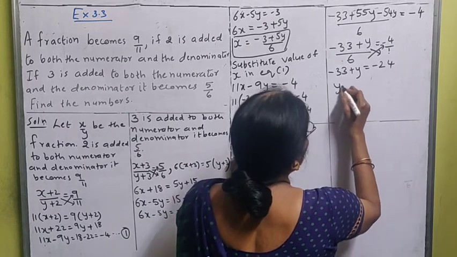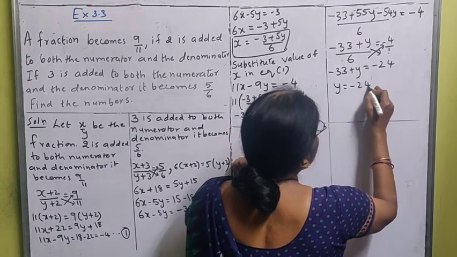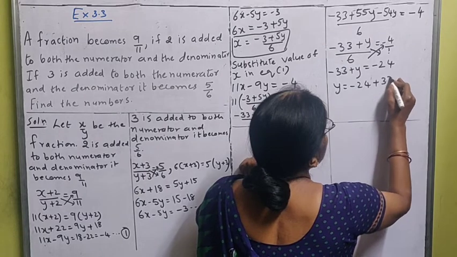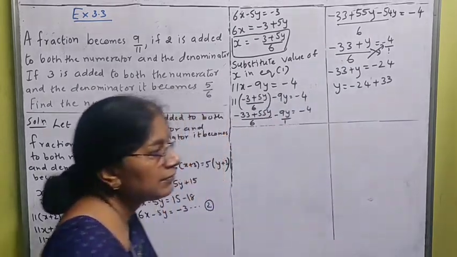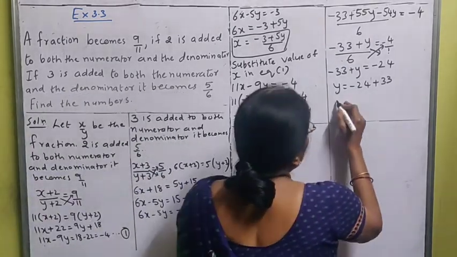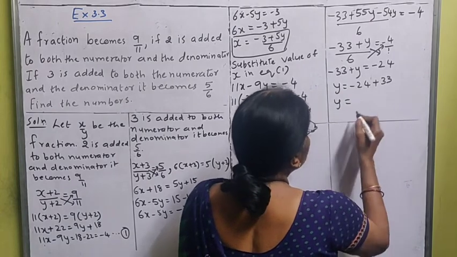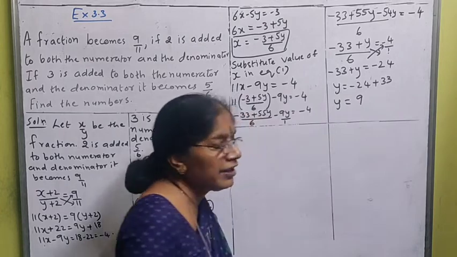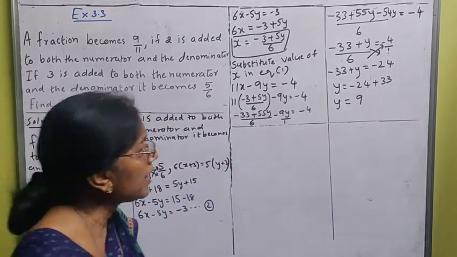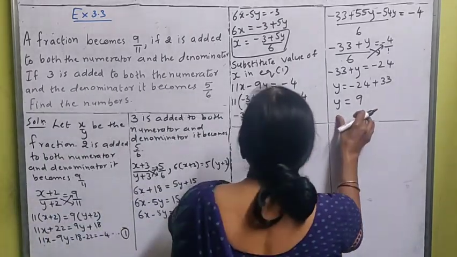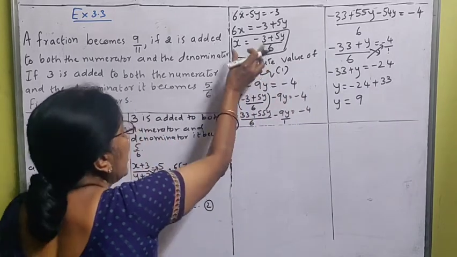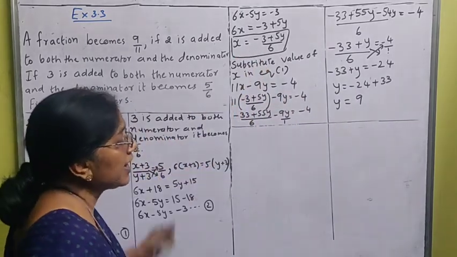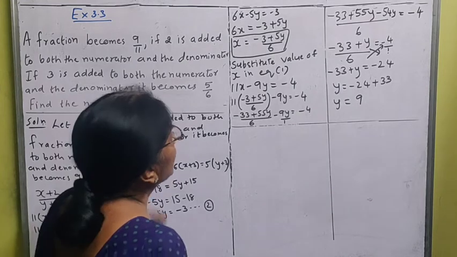So what y will you get? y is equal to minus 24 plus 33. So what will you get? y is equal to 33 minus 24, which is 9. So you got y is equal to 9. Now this y value I will substitute in the value of x, and I will try to find out what is the value of x.